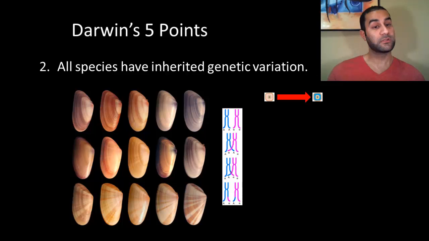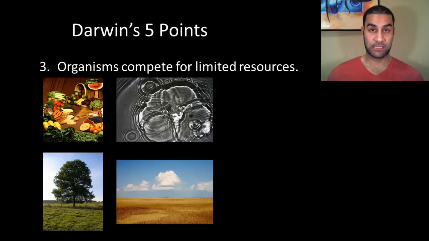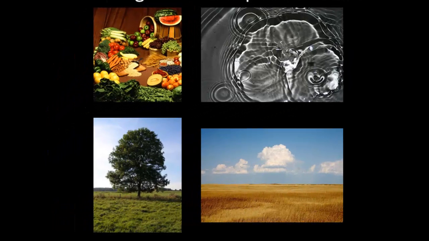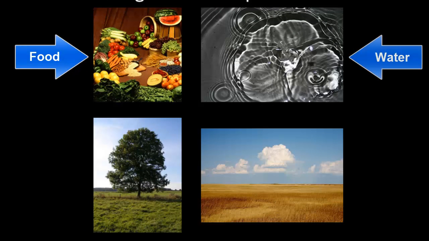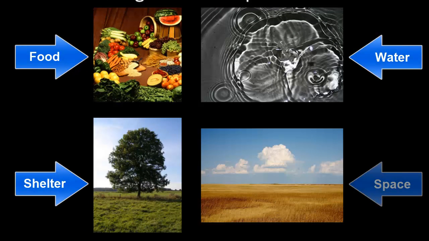So understanding those two, we take it into the third point of Darwin's 5 points, which is basically competition. All organisms have to compete for these resources that are not necessarily always abundant for every single living thing. There are 4 basic resources that we discuss when we talk about these limiting factors. The 4 limiting factors are food, water, shelter, and space.